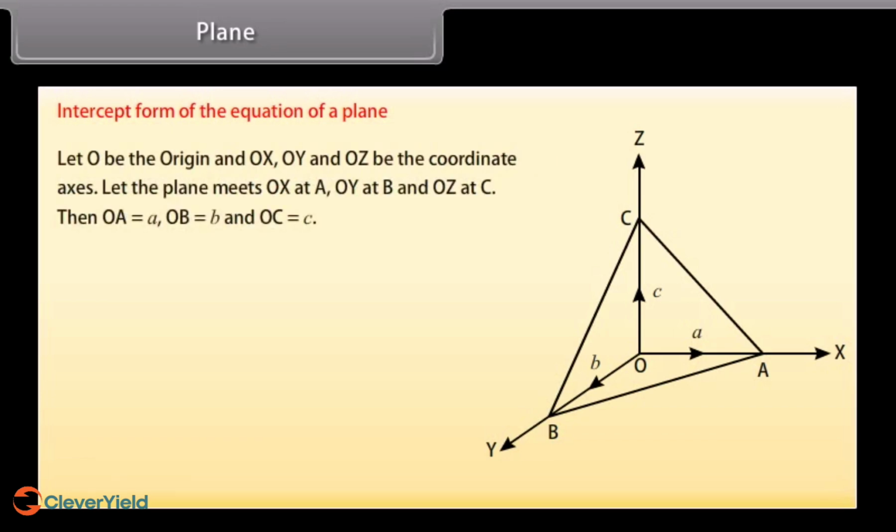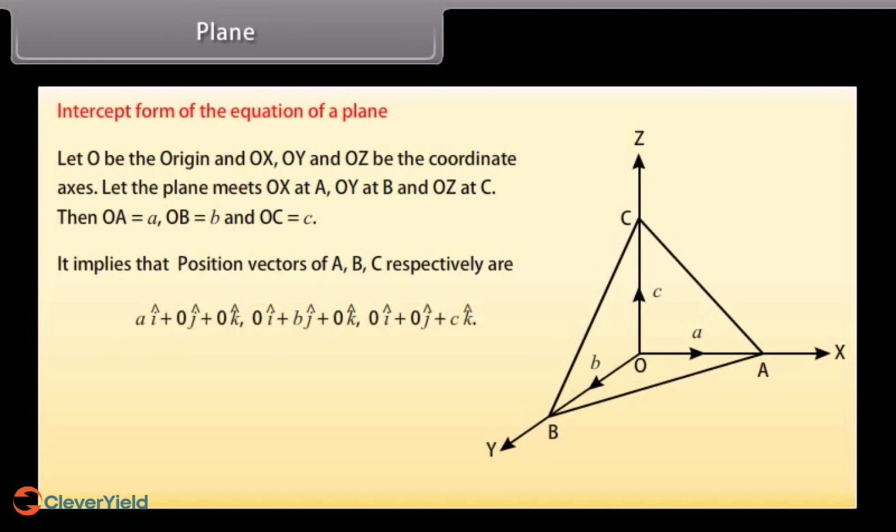Plane. Intercept form of the equation of a plane. Let O be the origin, and OX, OY, and OZ be the coordinate axes. Let the plane meet OX at A, OY at B, and OZ at C. Then OA is equal to a, OB is equal to b, and OC is equal to c. It implies that position vectors of A, B, and C respectively are a i cap plus 0 j cap plus 0 k cap, 0 i cap plus b j cap plus 0 k cap, 0 i cap plus 0 j cap plus c k cap. It implies that equation of plane is x by a plus y by b plus z by c equals 1.